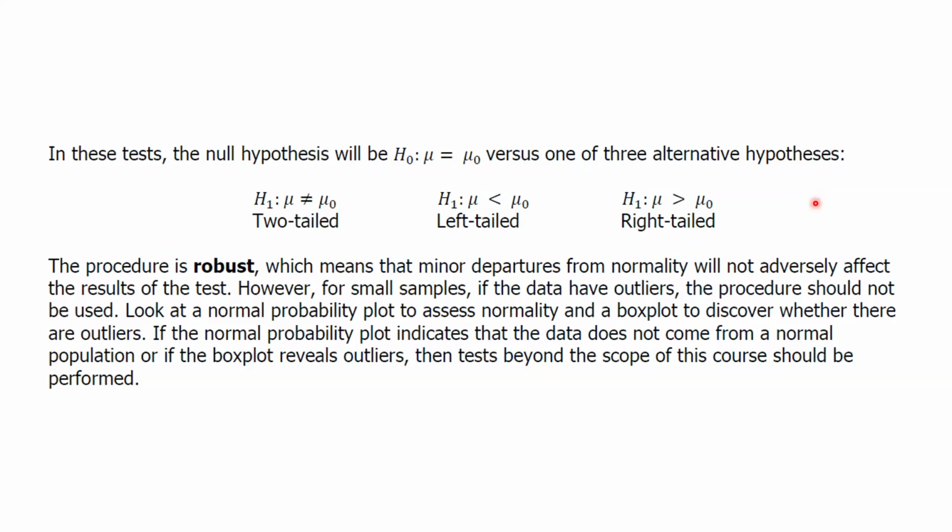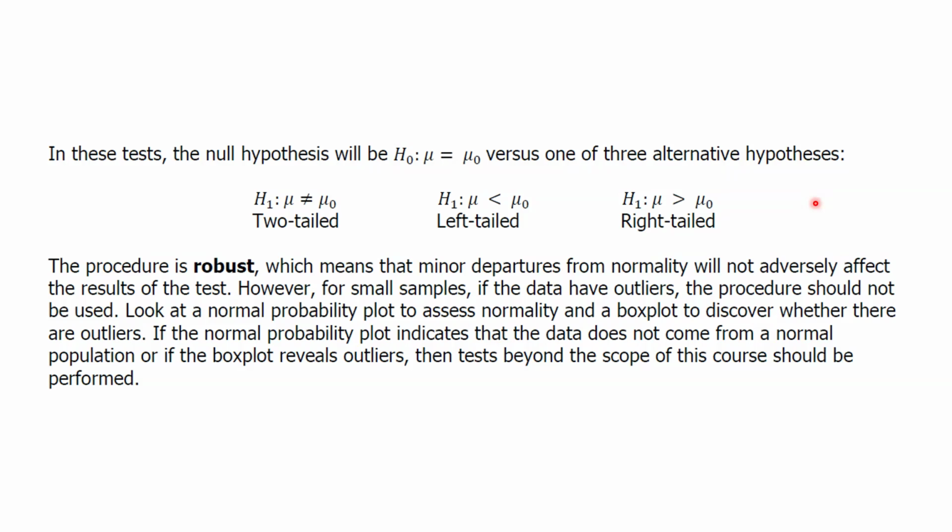In translation, the t-test is going to be pretty forgiving, meaning it can handle data that's not perfectly normal, especially with large samples. But if you have outliers or severely non-normal data with a small sample, we would need to use different methods, which we won't cover in this course.